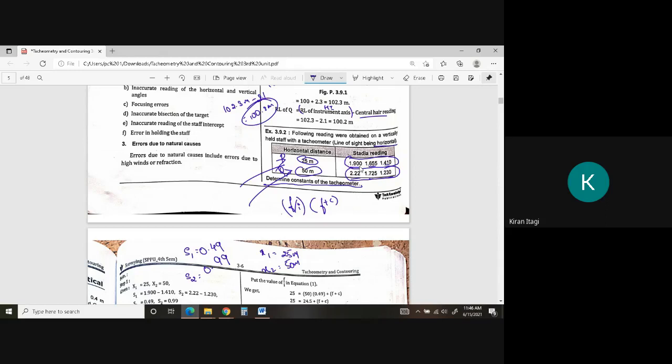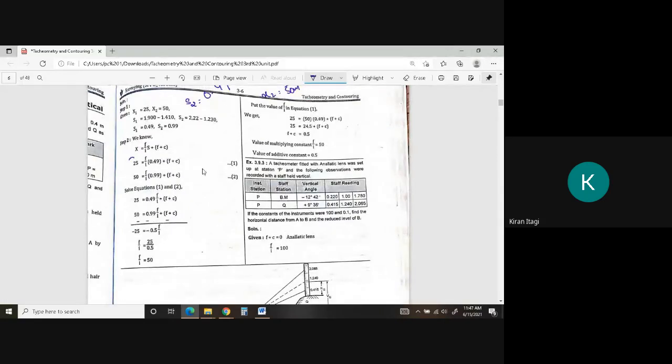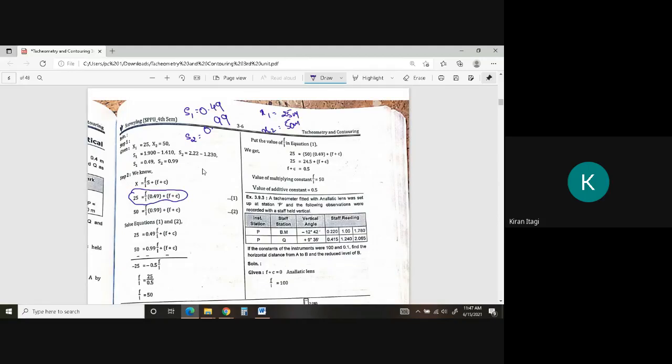And we have the formula X equals F upon I multiplied by S plus F plus C. Here we have the value of X and the value of S, so we are left with F upon I and F plus C. Form the two equations. This is my first equation: x1 equals 25, F upon I, and the S1 value I have got is 0.49.